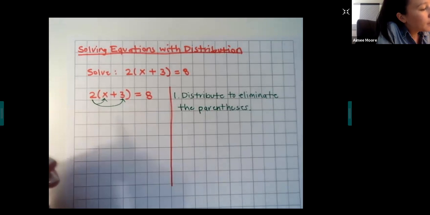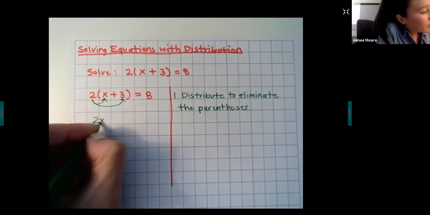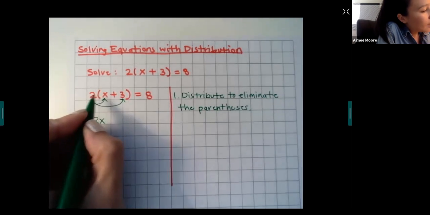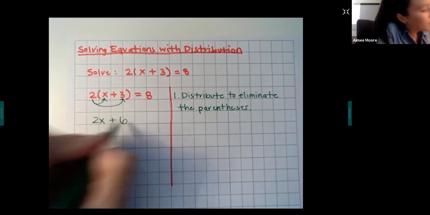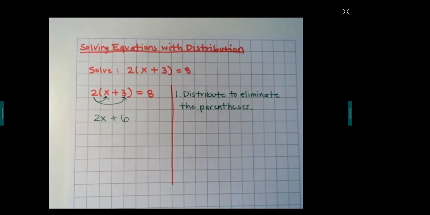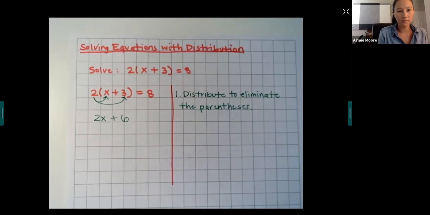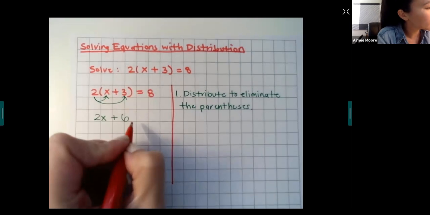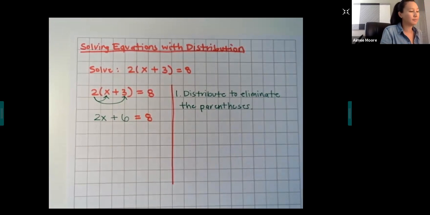So 2 times x is 2x, and 2 times a positive 3 is a positive 6. So that becomes 2x plus 6. Any questions how I got 2x plus 6? Okay, so then we just bring down our equals 8.